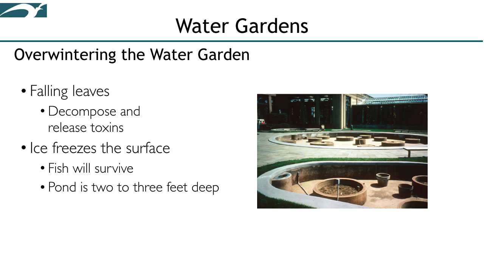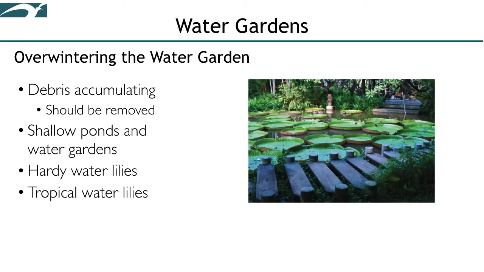Overwinterizing the water garden. Make sure that your fallen leaves are taken away because they can release toxins. Ice freezes on the surface, so if you have fish in your pond, you want to have your pond at least 2 to 3 feet deep for their survival.